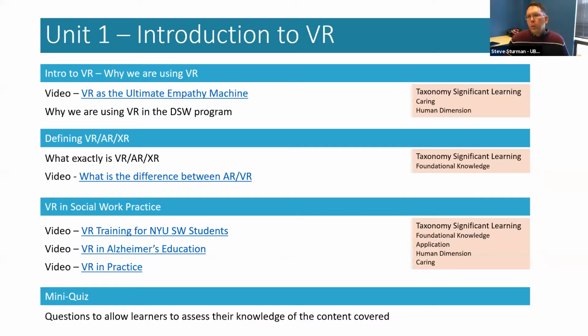So for instance, in unit 1, we start with an introduction to why we are using VR in the DSW program. And this is really to tie into the taxonomy of caring and the human dimension, so that we're building the motivation with the faculty to understand why this is something they should care about and why it should be important to them. Once we have that motivational piece out of the way, we then go into the basic foundational knowledge they need to know.